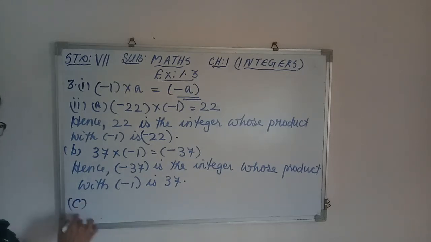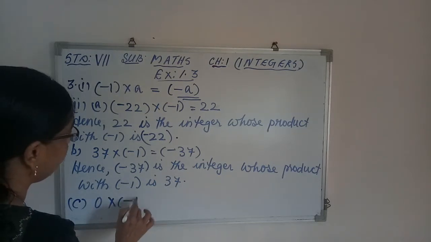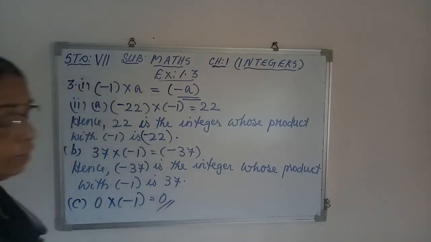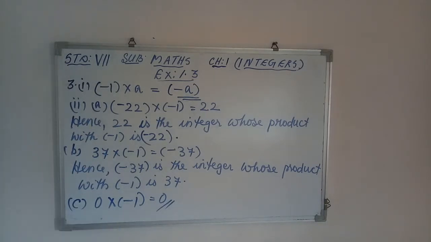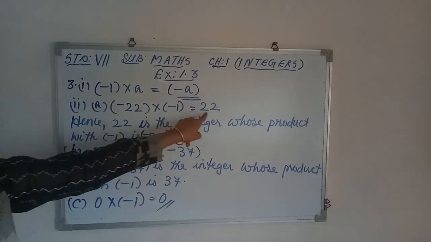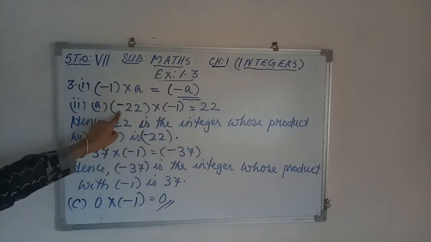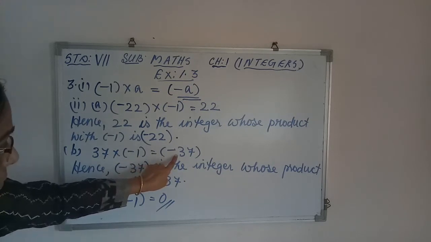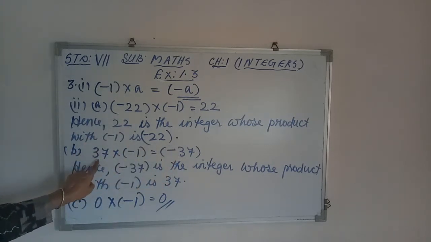Now see the next one. What is it? 0 multiplied by minus 1. So 0 into minus 1 is equal to 0, because we know that if you multiply 0 with any integer, we get the value 0 itself. Is that clear? So now see here, 22 is the additive inverse of minus 22. Minus 37 is the additive inverse of 37. And for 0, it is the same only.